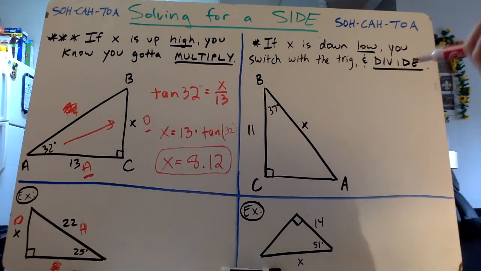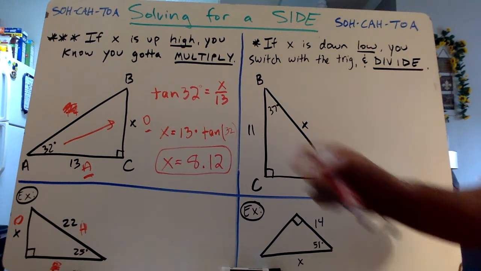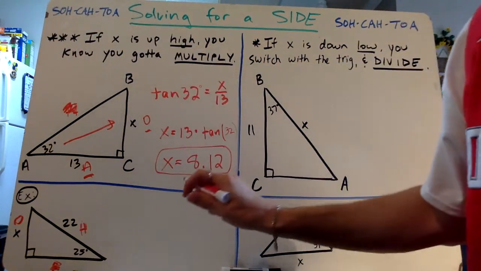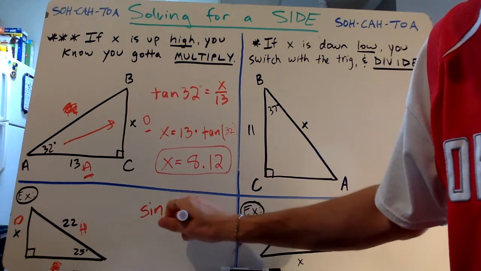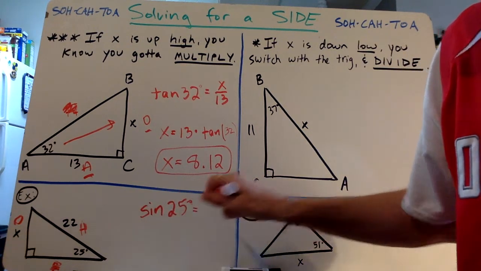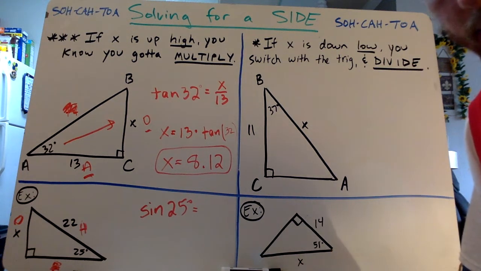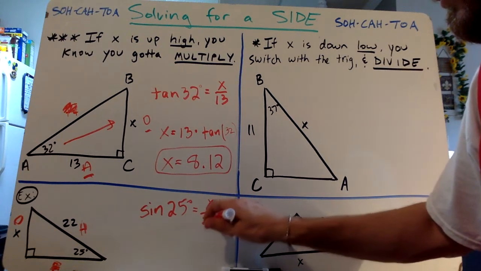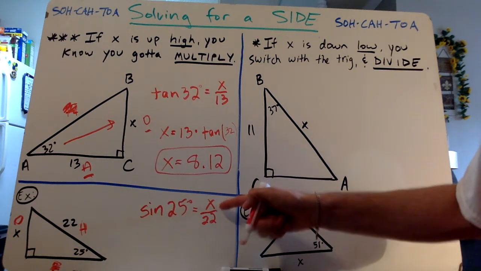So this time, I'm using O and H. Which one uses O and H? Sine. So my setup is sine of 25 degrees equals opposite over hypotenuse. So it's x over 22. Okay? So you just got to multiply, because remember, if x is up high, you know you got to multiply from the video.